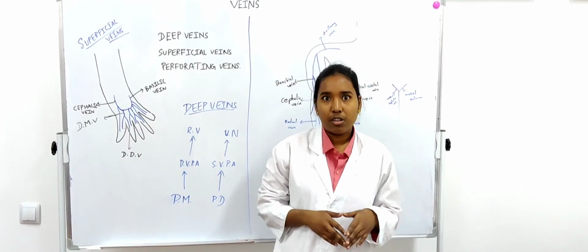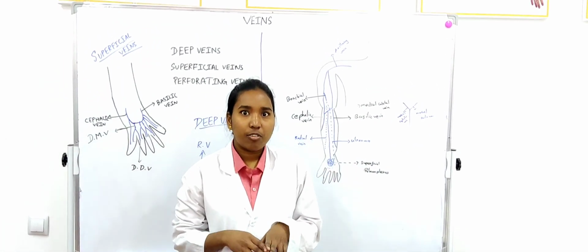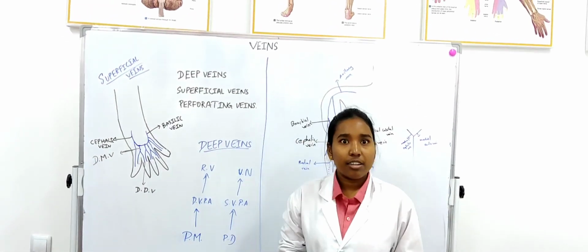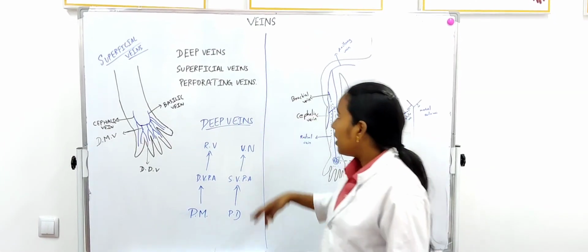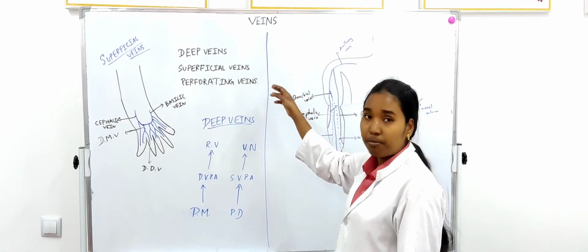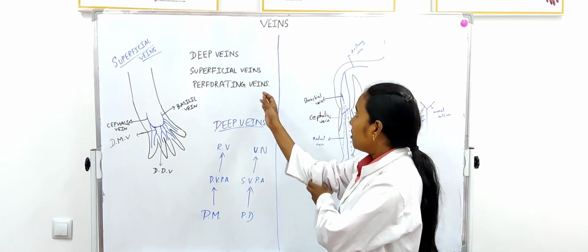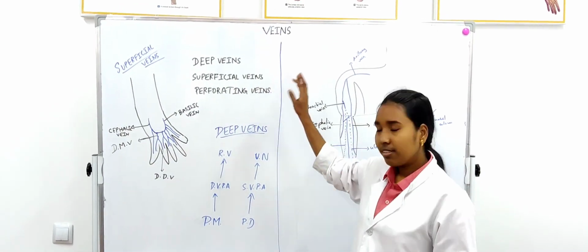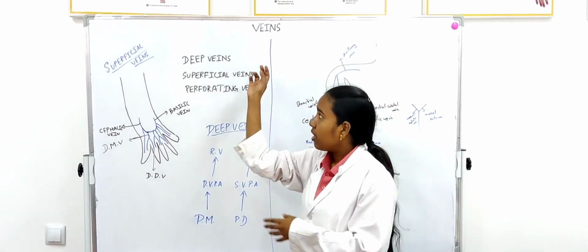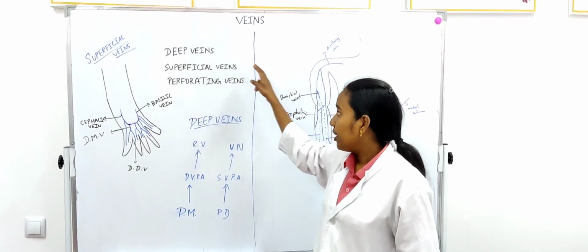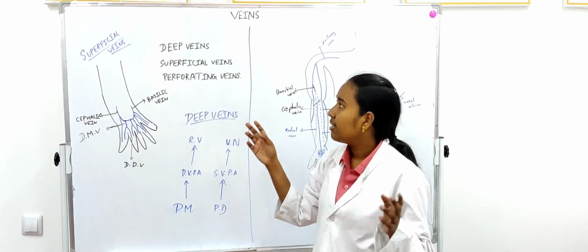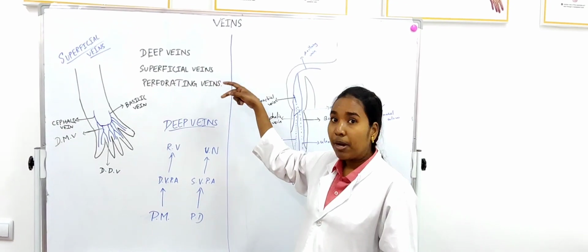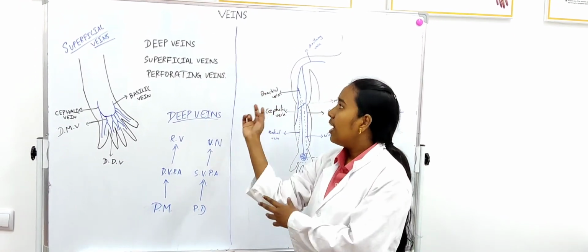Now we are going to explain about the veins of the upper limb. There are three types of veins: the superficial veins, deep veins, and the perforating veins. Superficial veins are located in the subcutaneous tissue. Deep veins are located underneath the deep fascia. The perforating veins are a connection between the deep and the superficial veins.